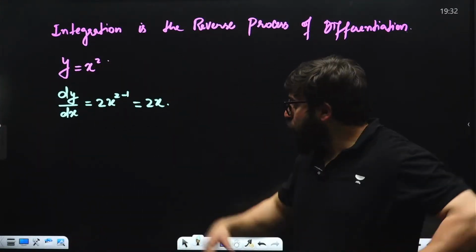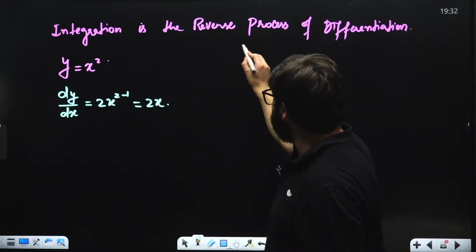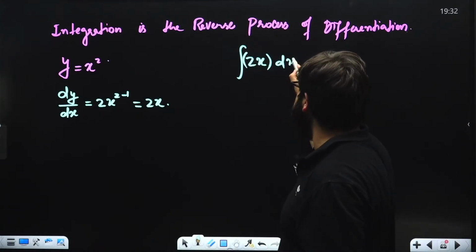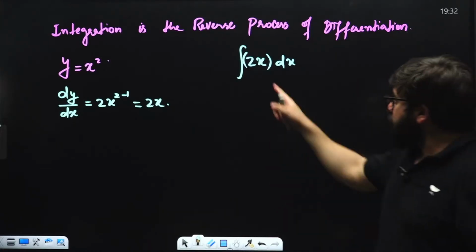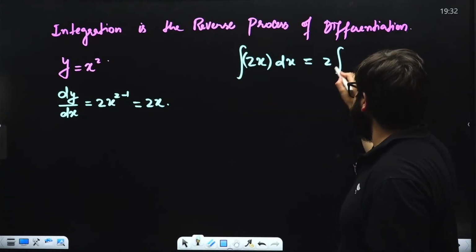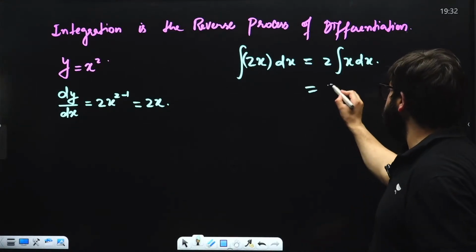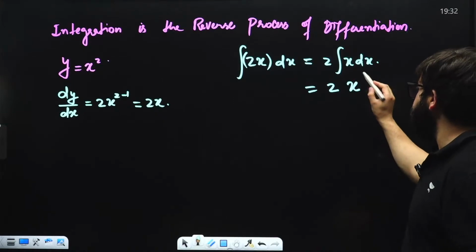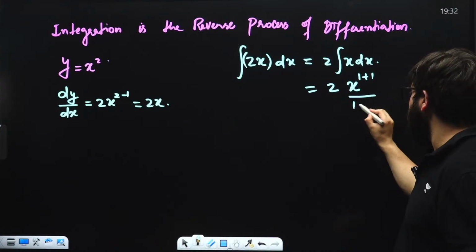Now, I want you guys to take this 2x and do the integration. Integration of 2x dx. Now, what is the value over here? Take this 2 out, 2 is common, integration of x dx. So can I just write this is 2? Integration of x will be what? That is x raised to the power 1 plus 1, upon 1 plus 1.